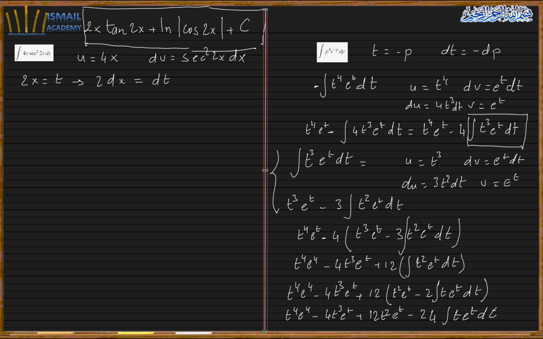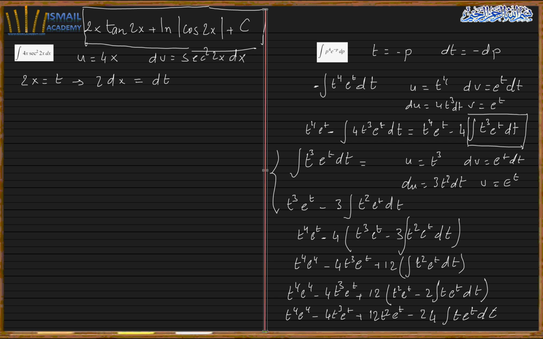So this is t, this is t, here we have plus 12t squared e to the t minus 24, then I will integrate this, so it's going to be t e to the t minus e to the t dt, which becomes just e to the t. I will put the answer right away, and this will be the 24.